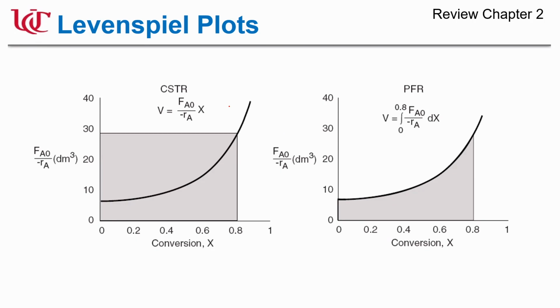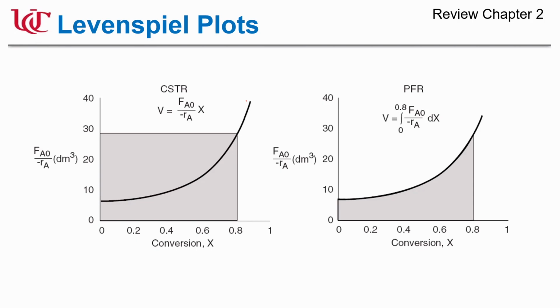Here you can see 1 over Ra versus X. You can see that Ra decreases as the reaction progresses, which means this reaction has a positive reaction order. Also, normally it's an isothermal reaction, so the reaction rate constant doesn't change. That's why Ra decreases with the conversion. Don't be confused: Ra decreases, 1 over Ra increases with the conversion, so you can see why the plot looks this way.